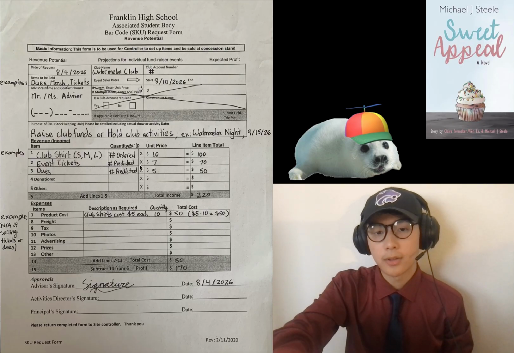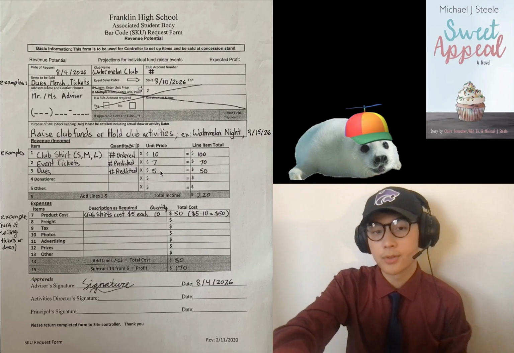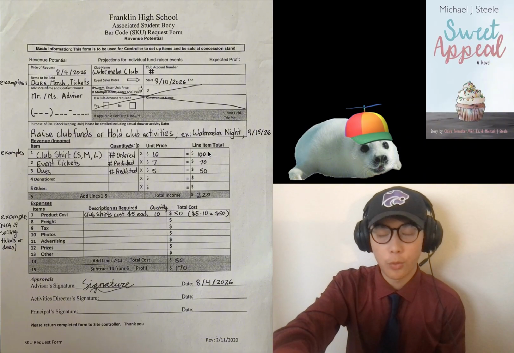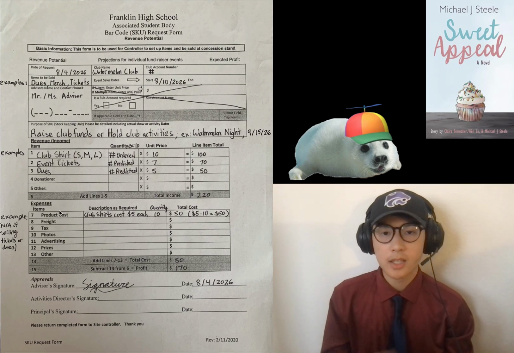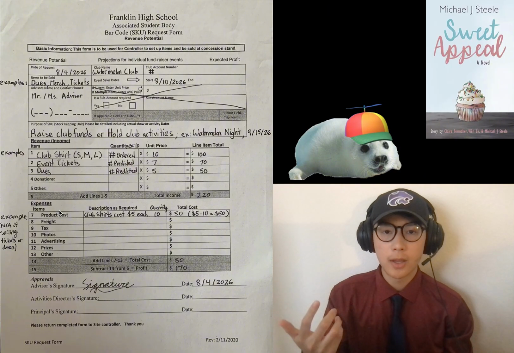And then make sure to write down the price of whatever you're charging for your tickets or your dues. In this example, I said my tickets were $7, whereas the price for my dues for my club was $5. You'll most likely only have one line completed because you're only trying to sell one item in the concession stand. But here I did all three, so I added them all up, and then I can have a total income of $220.